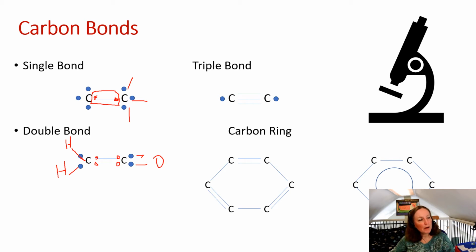And then a triple bond. You've got 3 electrons from one carbon bonding to the 3 electrons on the other carbon. It's really hard to draw with a mouse.